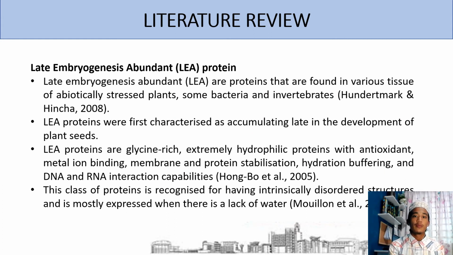Late embryogenesis abundant LEA protein. LEA proteins are found in various tissues of abiotically stressed plants, some bacteria and invertebrates. LEA proteins were first characterized as accumulating late in the development of plant seeds. LEA proteins are glycine-rich, extremely hydrophilic proteins with antioxidant, metal ion binding, membrane and protein stabilization, hydration, buffering, and DNA and mRNA interaction capability. This class of protein is recognized for having an intrinsically disordered structure and is mostly expressed when there is a lack of water.